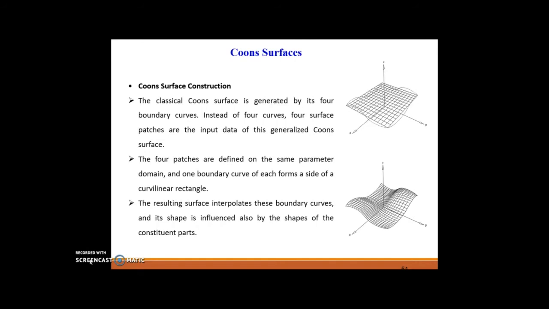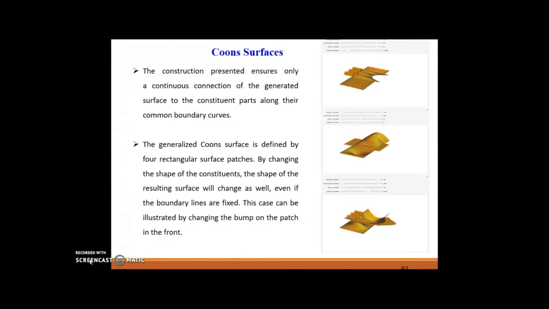The resulting surface interpolates these boundary curves, and its shape is also influenced by the shape of the constraint parts. So when we get the resulting surface with the boundary curves, there are different constraint parts that make up the surface, and if the constraint parts influence it a little bit, the shape would also change. Next, the construction presented ensures only a continuous connection of the generated surface to the constraint parts along the common boundary curves. So here we can see three different cone surfaces.